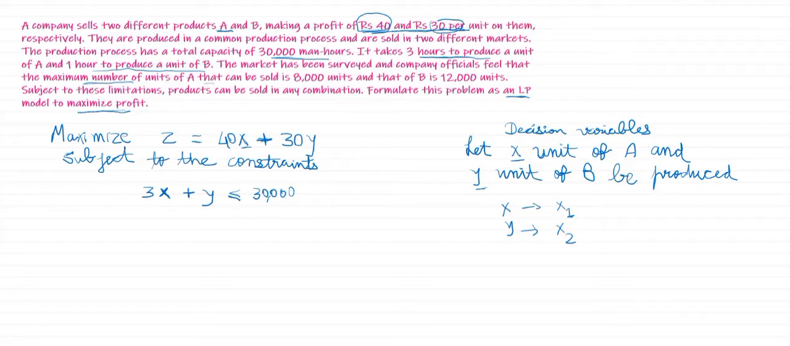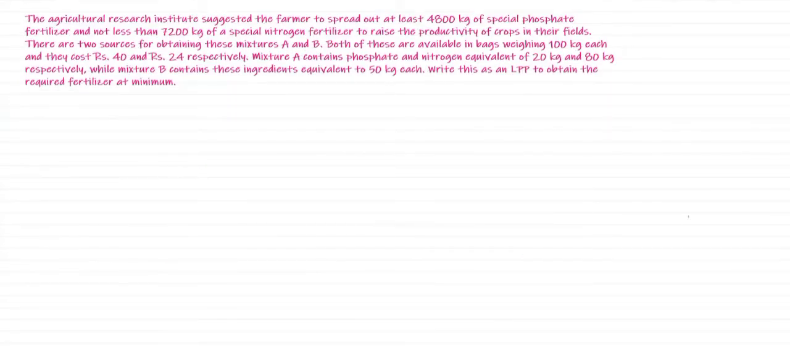And our next constraint will be, here it is written the maximum number of units of A that can be sold is 8,000, which means that x is less than or equal to 8,000. And the maximum units of B that can be sold is 12,000, which means that my y will be less than or equal to 12,000. And then we'll write the non-negativity condition, which is x and y greater than or equal to 0. Let's solve one more example.